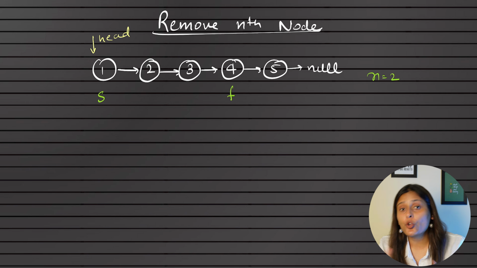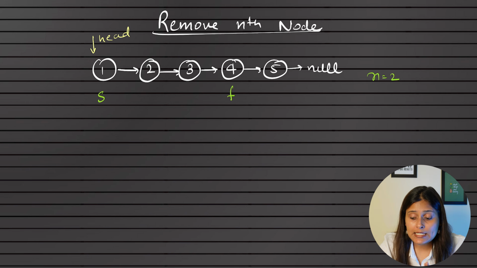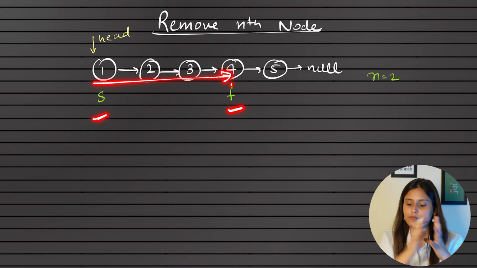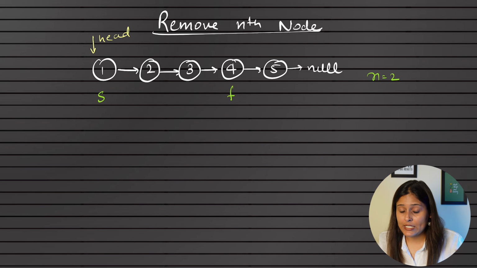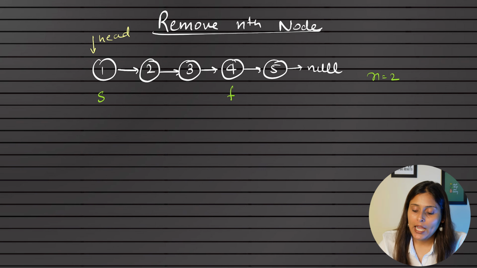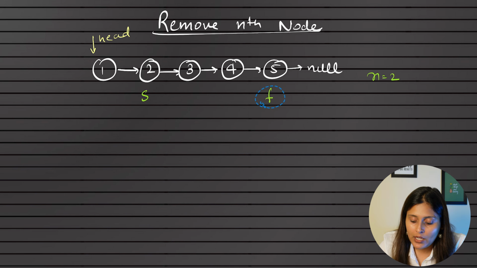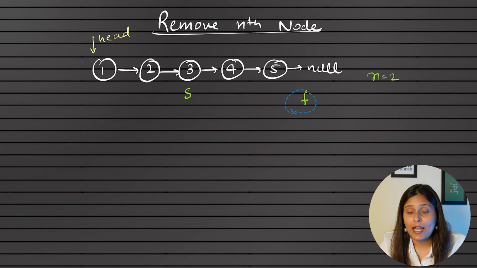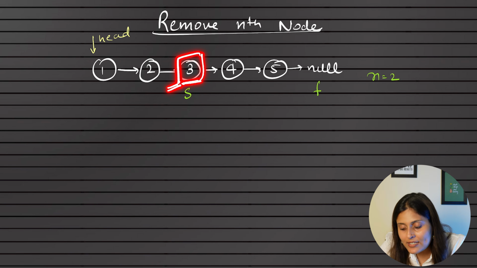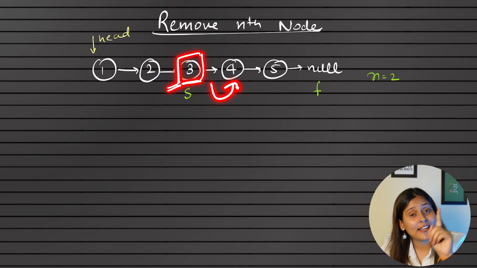Now let's move both of them with the same speed, because here what we wanted is that fast needs to be at length minus position distance. We have already kept it. Now we'll move both with the same speed. So slow will take 1 jump, fast will also take 1 jump. Now slow will take 1 jump, fast will also take 1 jump, and now fast is null. So we will stop, and the position where slow is pointing to, just the next node we have to delete, and you will get that always.